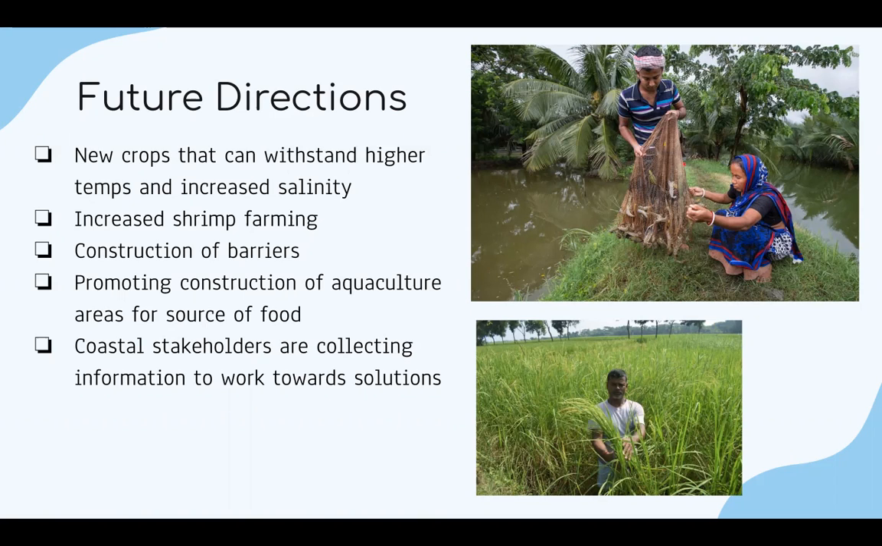Another solution is promoting the construction of aquaculture areas for a source of food, and this involves setting specific areas in the ocean where you're going to breed fish that reproduce quickly and grow quickly. And this will help alleviate some of the food instability. And then finally, the study mentioned that coastal stakeholders are continuing to collect information to work towards solutions, and they're trying to include the local people as much as possible in this because ultimately they have a lot of knowledge of the land and the best practices for it.